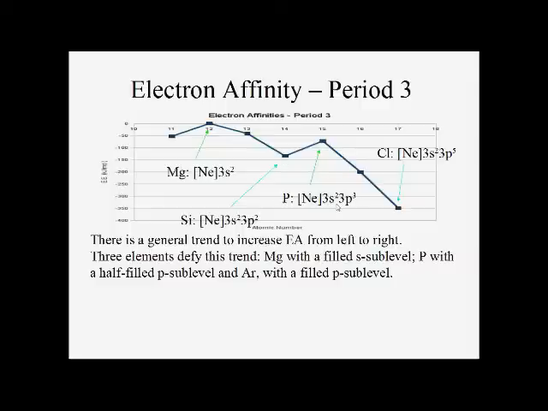But once we have the half-filled p sublevel, electron affinity drops because it's hard to put in that first paired electron into the p sublevel. And then when we have the 5 electrons in p, we have a large electron affinity because it'll readily take one more electron to create a completely filled p sublevel.